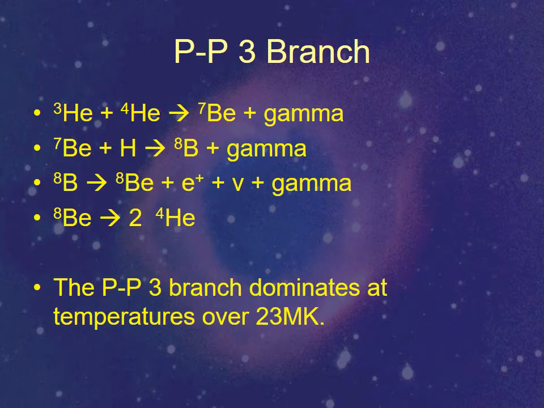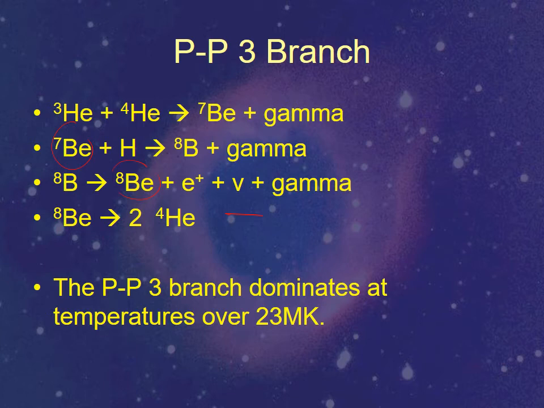Another thing that's going to start dominating when the core of the sun gets even hotter is that this beryllium, rather than grabbing an electron, could actually grab a hydrogen and become a boron. The boron then radioactively decays by giving off a positron and a neutrino, becomes a beryllium, which then splits into two heliums. And again, this is beryllium-7, which is stable. Beryllium-8 is not stable. It fissions almost right away into two heliums. And so that's the proton-proton chain 3.